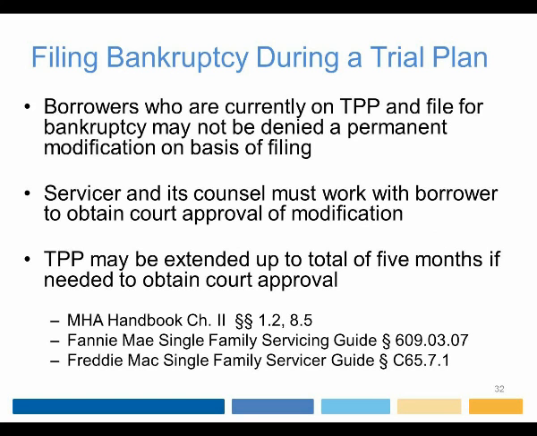Now, we get to a much better situation when we're talking about a consumer who is on a trial plan and they decide to file bankruptcy. And this will relate to, when we come at the end, we're going to talk a little bit about when this all should be done, before, after, or during bankruptcy. This is a very helpful provision, and there's no ambiguity here. It's very clear under HAMP and Fannie and Freddie HAMP that if the borrower is currently on a trial plan and they file bankruptcy, the bankruptcy cannot be the basis for denying a permanent modification.